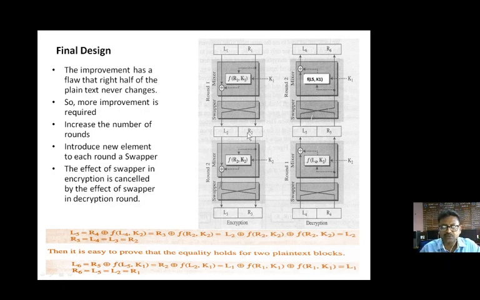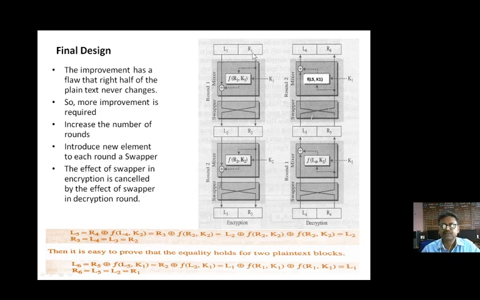Now what is R2? R2 is nothing but L1 XORed with F(R1, K1). So what we have is L1 XORed with F(R1, K1) and F(L2, K1). L2 is equal to R1, so we can replace this L2 by R1. So it will become L1 XORed with F(R1, K1) XORed with F(R1, K1), so that is equal to L1. So L6 becomes equal to L1.